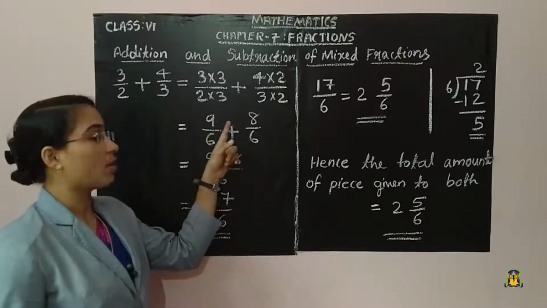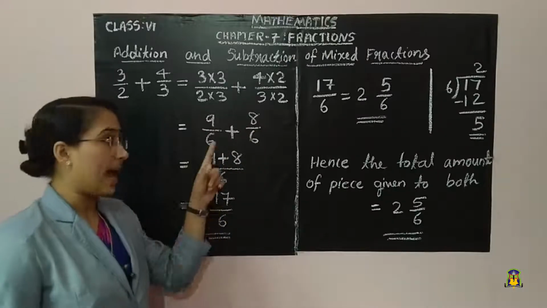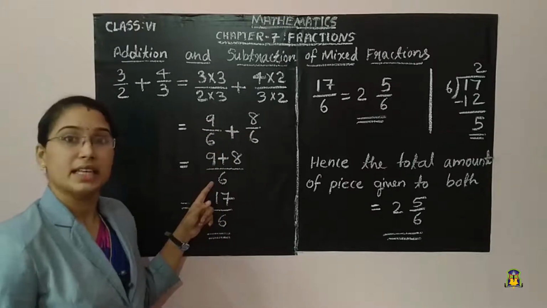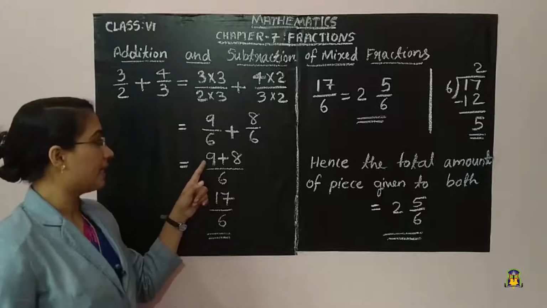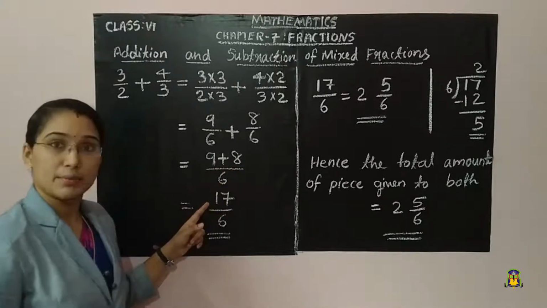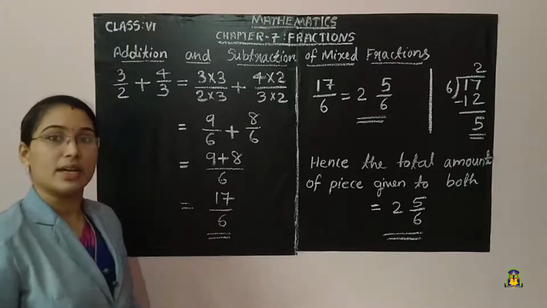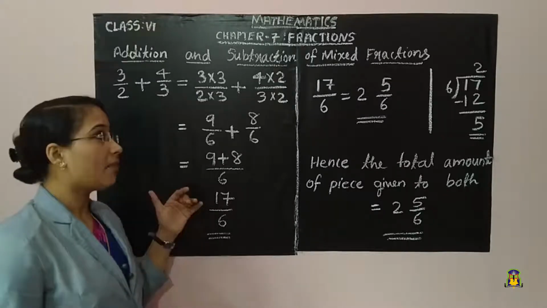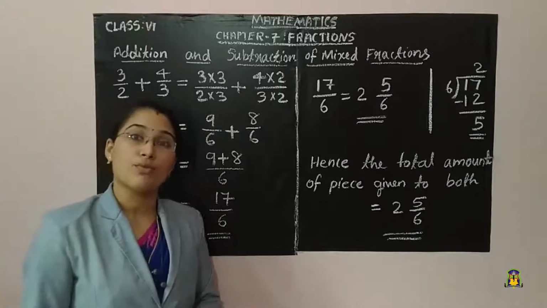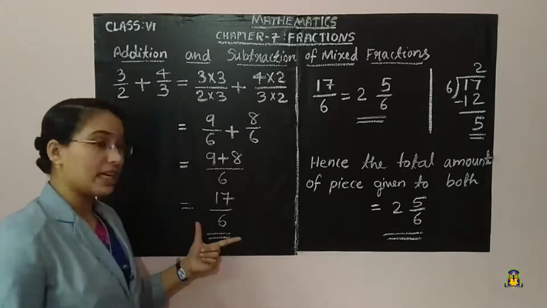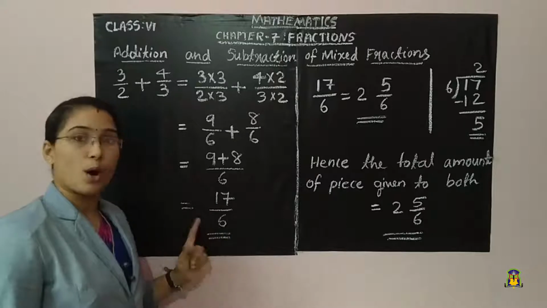So we consider only the numerators, add the numerators and write the denominator the same. Then we will get 9 plus 8. What is 9 plus 8? 17. Then 17/6 is our answer. But in our question, the fractions are in the form of mixed fractions, and now we have got the answer in the form of an improper fraction.